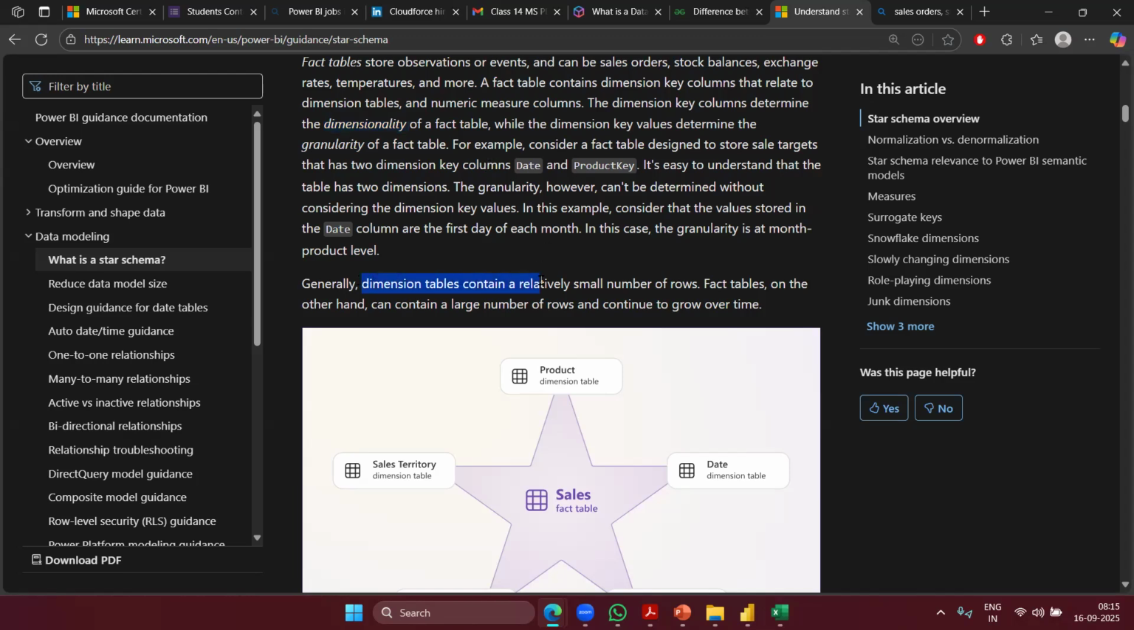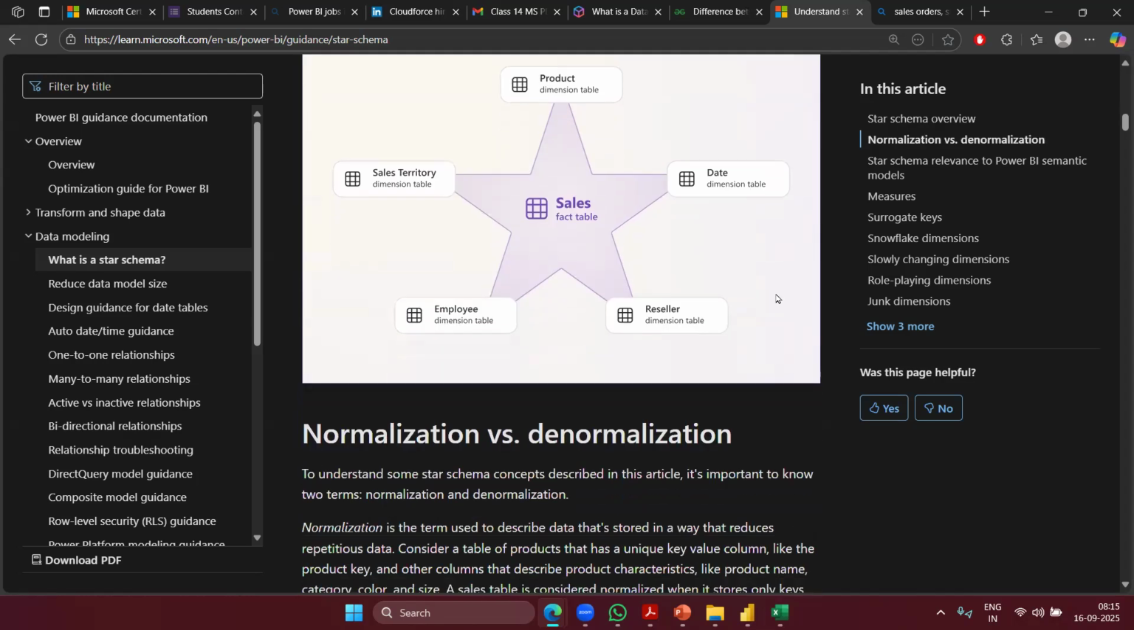Generally, a dimension table contains a relatively small number of rows. The dimension keys determine dimensionality via characteristic. However, the date determines the granularity.